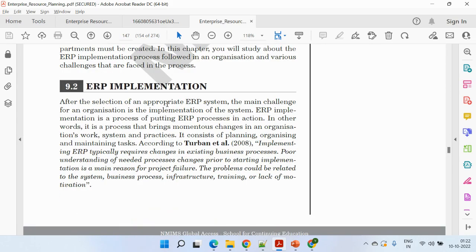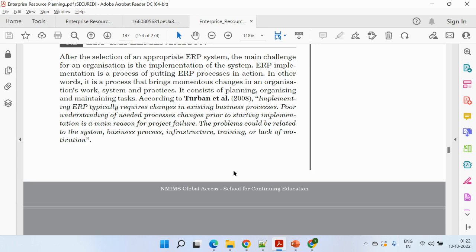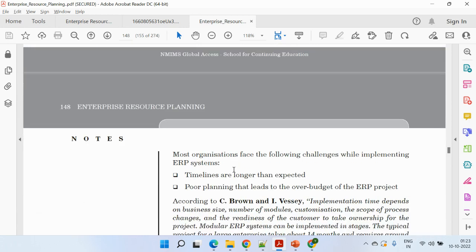So firstly, we talk about the ERP implementation. So what's the ERP implementation? It's a process of putting all the ERP processes into action. It consists of multiple tasks, which include planning, organizing, and maintenance. There is one definition which is provided. You can directly write it down. It does not come under plagiarism, as we already discussed.